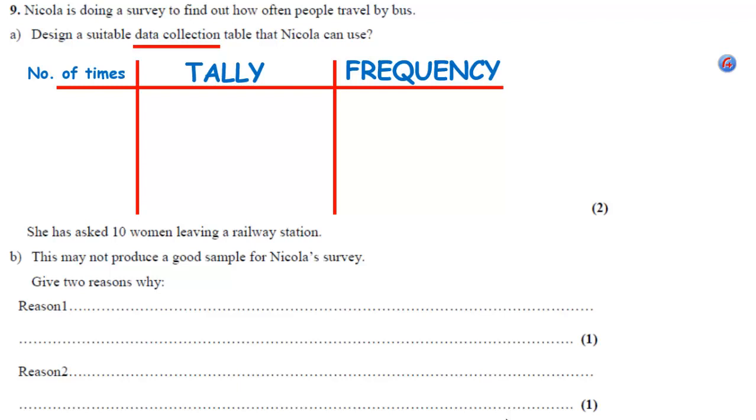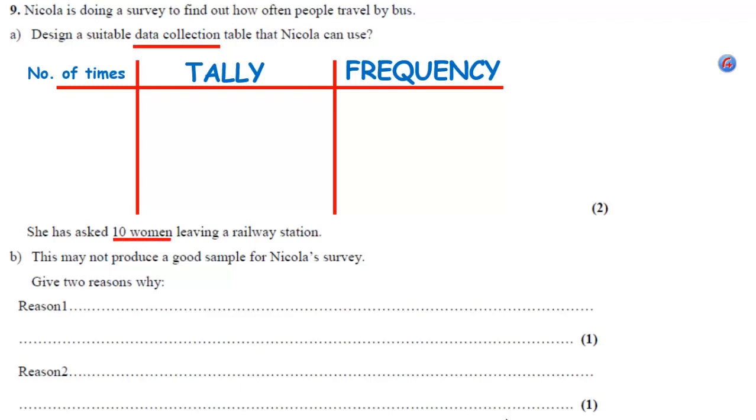Nicola is doing a survey to find out how often people travel by bus. So we want to know how many times they travel by bus. Put that in as the first column. The essential parts of the table are the tally and the frequency. Make sure those are in there. You're going to get marks for that. Let's look at the next part.